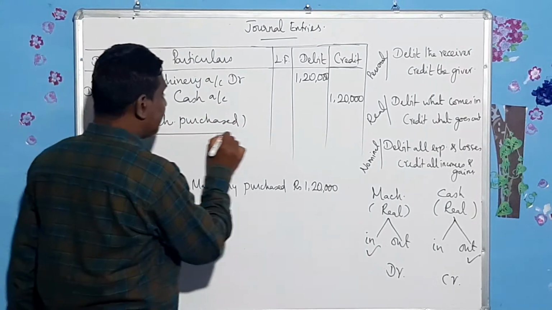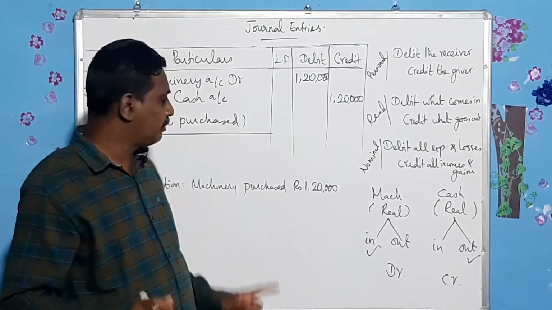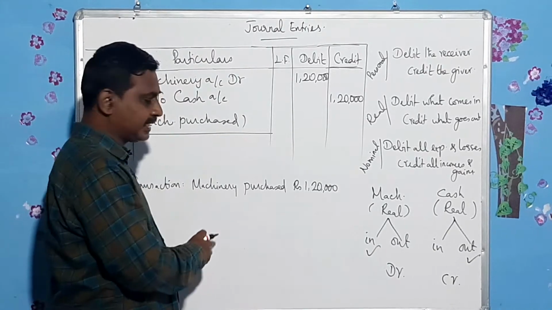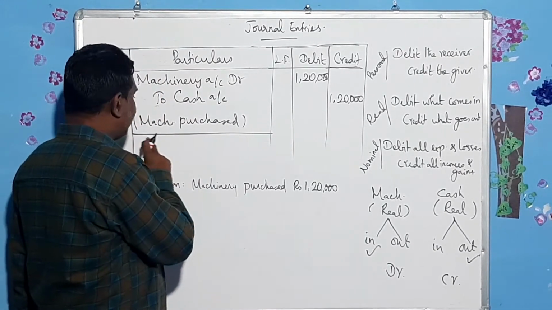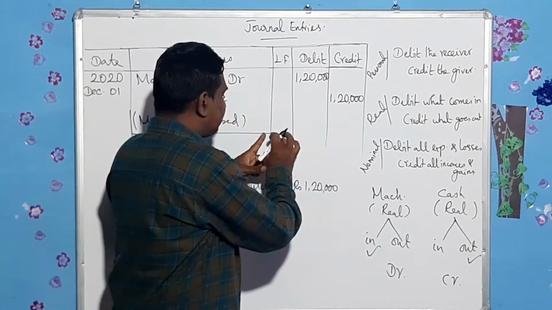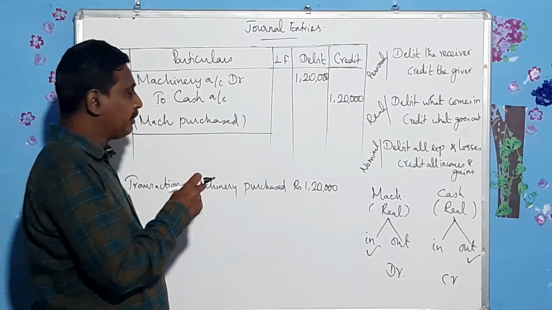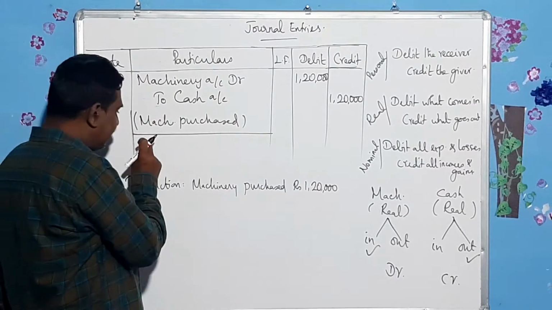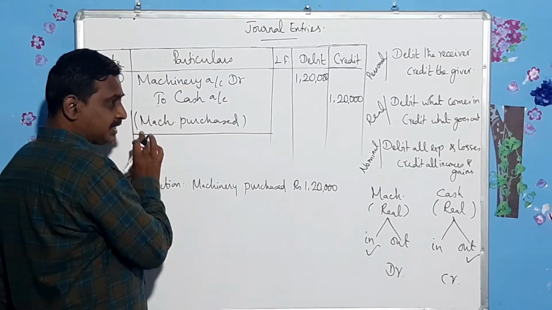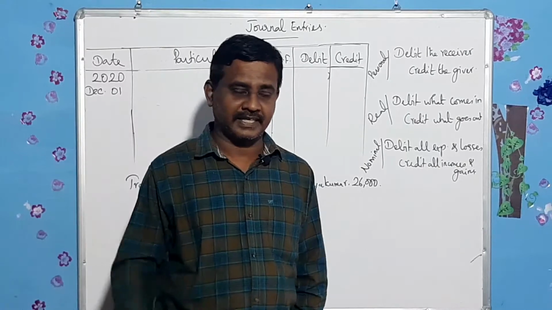And this one is called narration. What do you mean by narration? A short description about the transaction. After that, draw a line. Remember that the line should not cross this column. If you have to write further, bend that sentence and start writing here. The narration should not cross the LF column. Have you got it? Now, let us go to the next transaction.